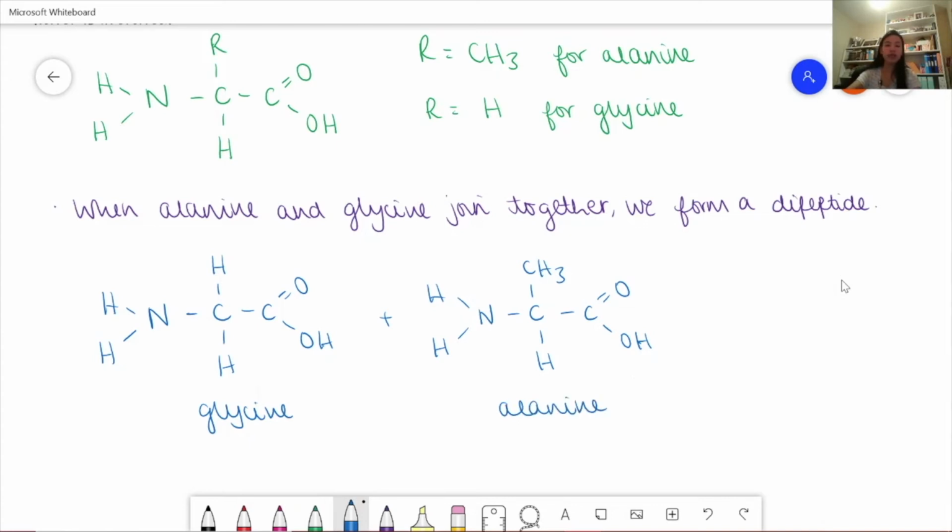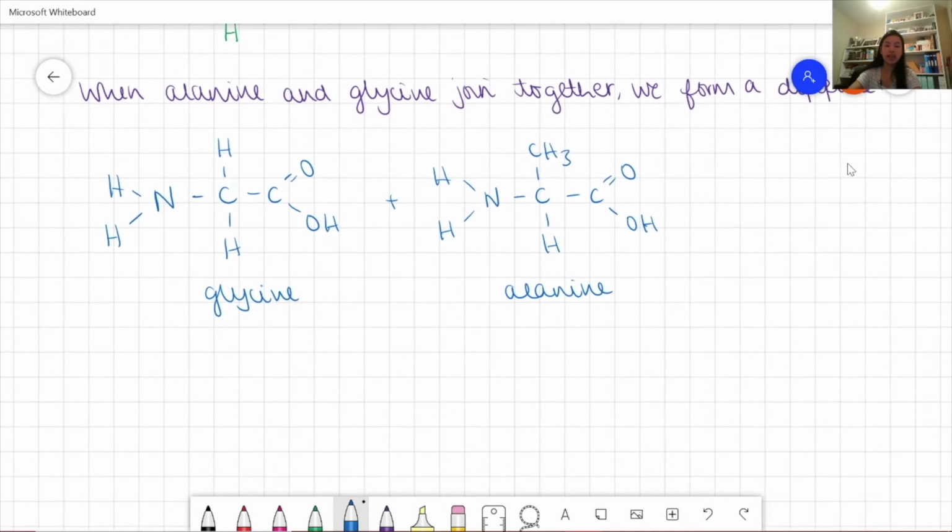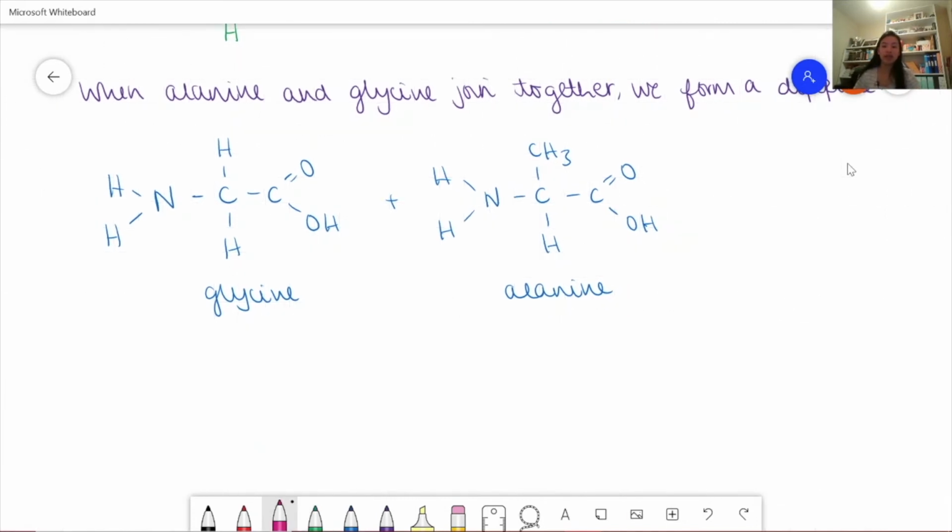And so what we do is we liberate the water. So they react together and the water comes out. So this water here will be liberated. So we'll get a H2O coming out. And what we form is a dipeptide. So like how we did condensation polymerization before, we just put these two molecules together.